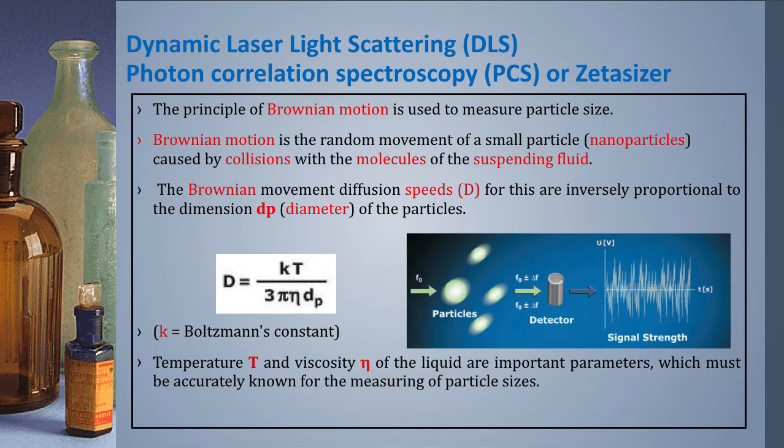Eta is the viscosity of the liquid, because again, if the liquid is more viscous, it will affect the Brownian movement. And pi, of course, is a constant. And d_B is the diameter of the particle, and the capital D on the left side is the speed of Brownian motion. So there is an inverse relation between the diameter, which is d_B, and the capital D on the left side, which is the speed of Brownian motion.